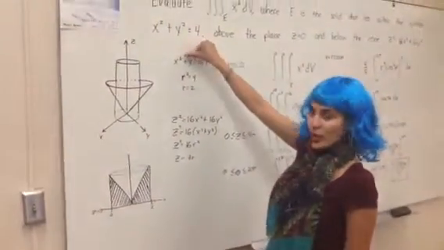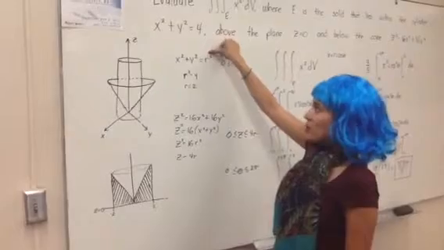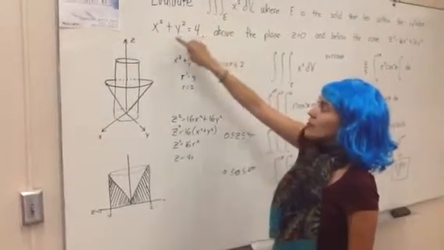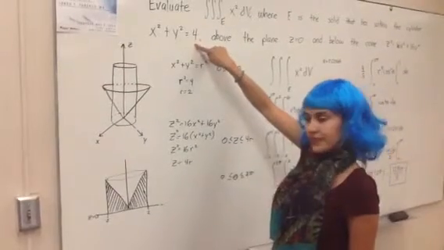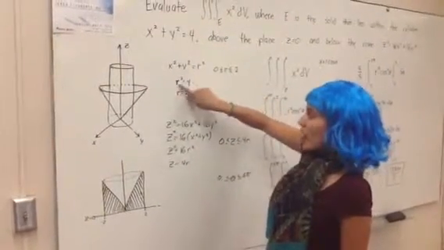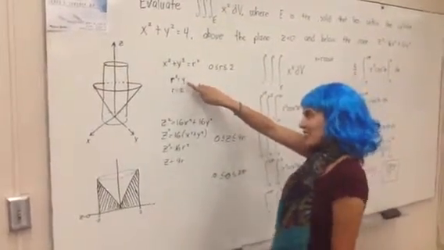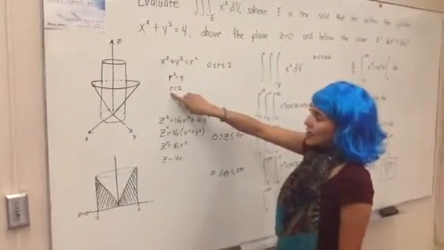So we know that x squared plus y squared equals r squared, and our cylinder is x squared plus y squared equals 4. Therefore, r squared equals 4, so our radius equals 2.